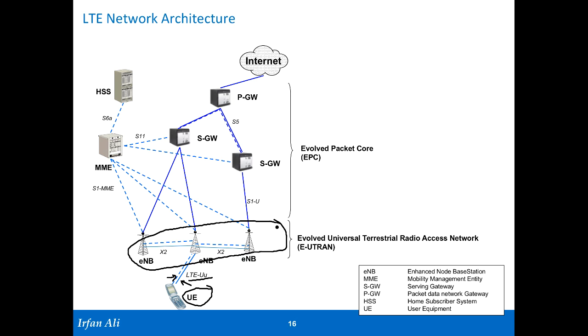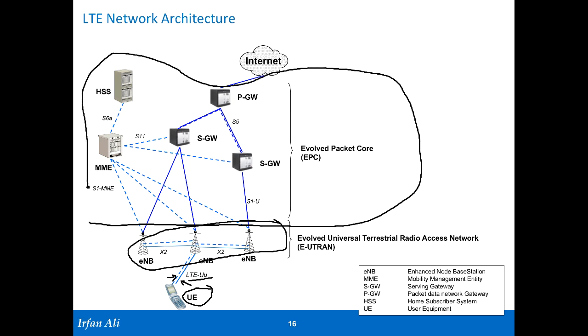So you have the evolved E-UTRAN, which is a bunch of base stations and also includes your interface to your mobile, and then the rest of the architecture, which is called your evolved packet core, which includes all of your MMEs, your serving gateway, P gateway, and HSS, and that's called EPC. So whenever you see EPC, that's your core over here, and whenever you see E-UTRAN, that's your radio access network.